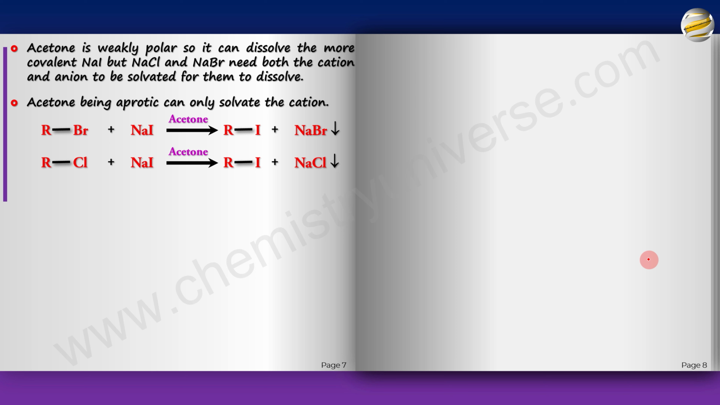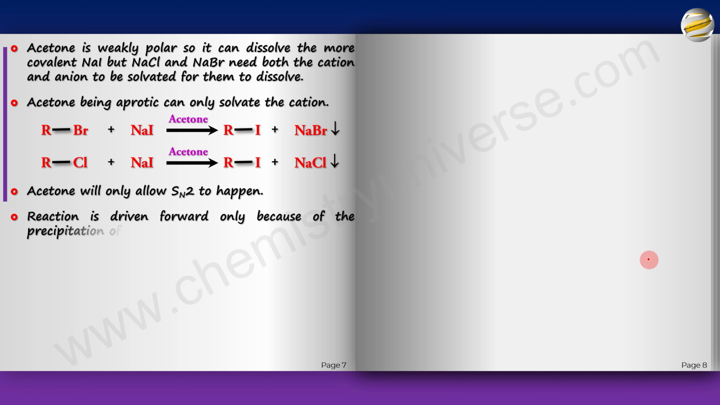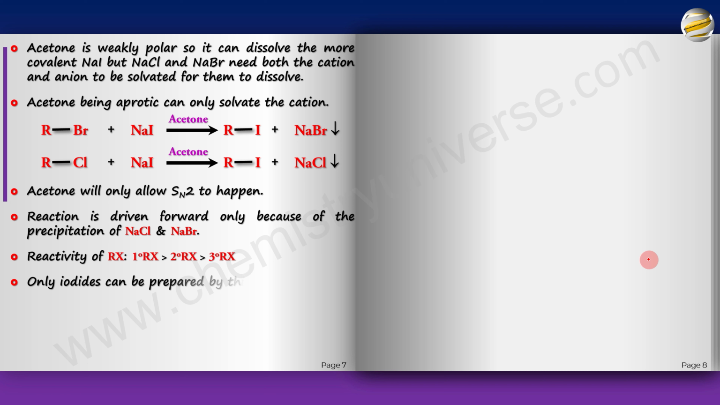Now, acetone will only allow SN2 to happen. Meaning here the reactivity will be primary, secondary and tertiary. And the reaction is driven forward only because NaCl and NaBr can be precipitated out. So reactivity is based on SN2 reactivity. And remember, only iodides can be prepared this way because sodium chloride and bromide are not soluble in acetone.